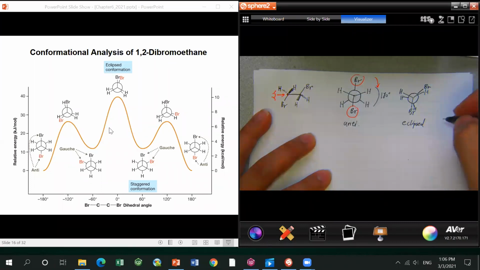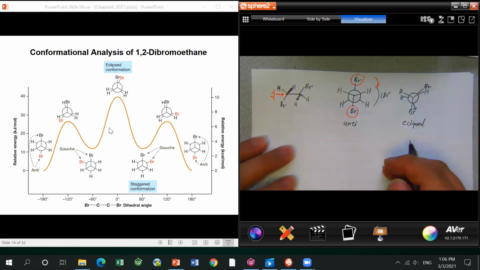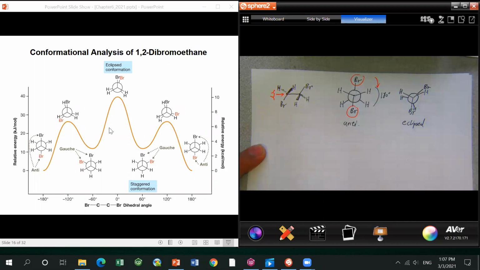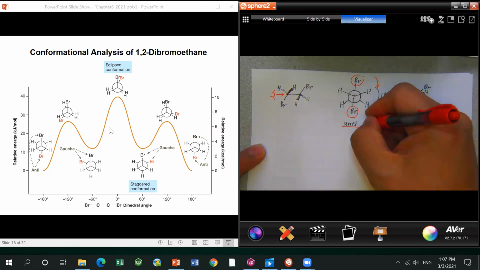So that's eclipsed, and this eclipsed is not the worst. Although it's unstable, it's not the worst one. Later we will learn the worst, most unstable one. So for you guys, anti is the most stable one.